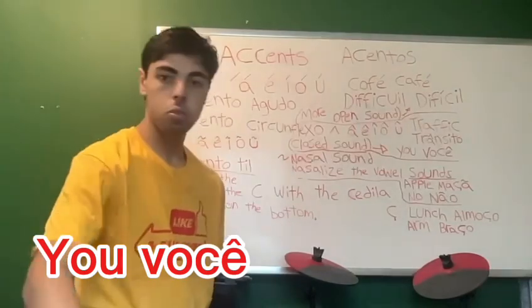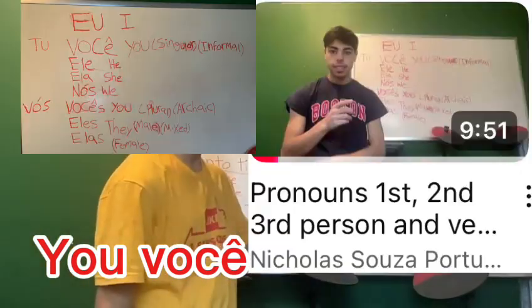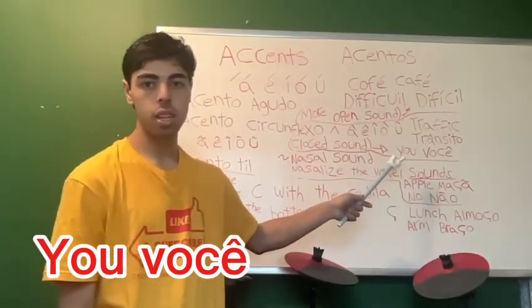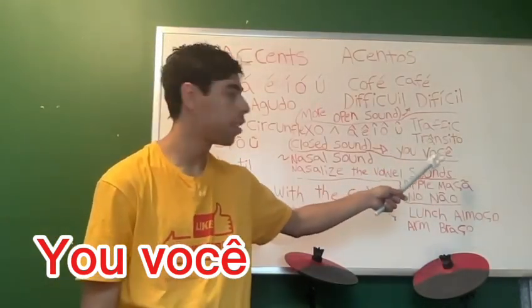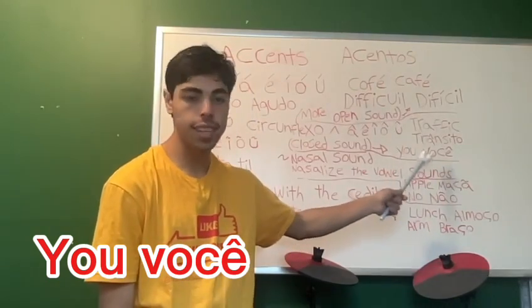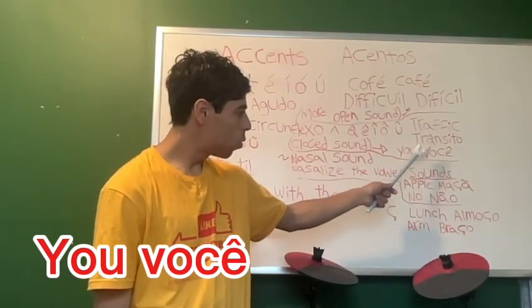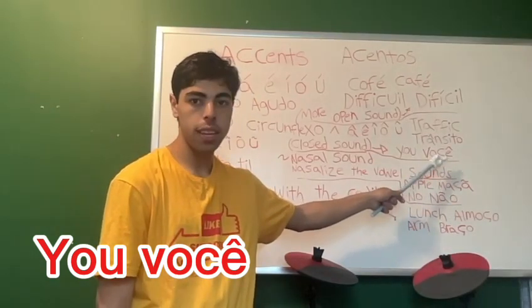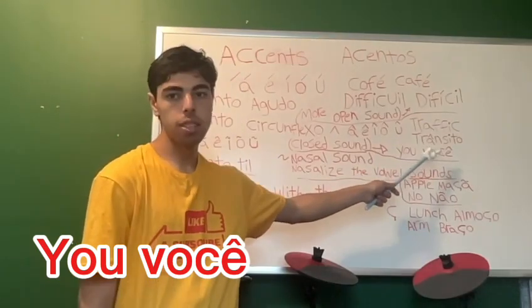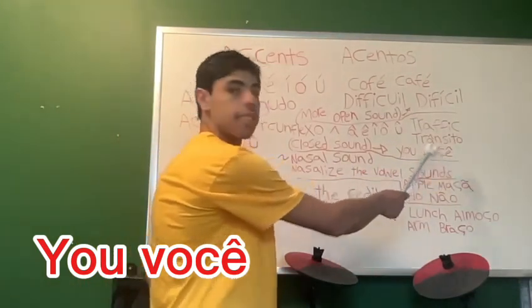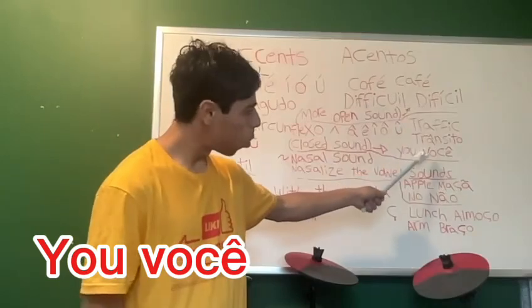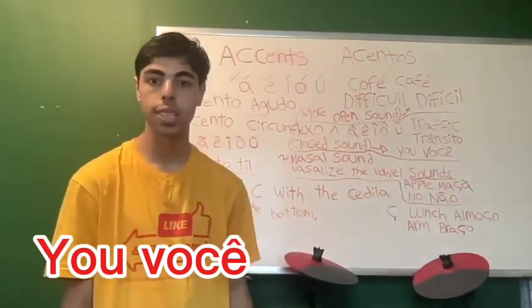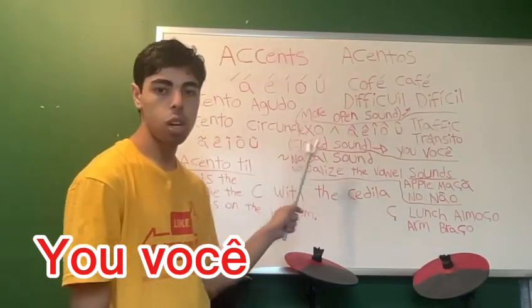Alright, next one, another example that I have up here. If you remember, during our pronoun series this year in January, I talked about this. You in Brazilian Portuguese: Você. V-O-C-E. And that's the E that has the accent on top of it. Você. It makes it more like an E sound because of the accent. So you're pronouncing it like an E sound. Você, which means you. It makes a more closed sound.